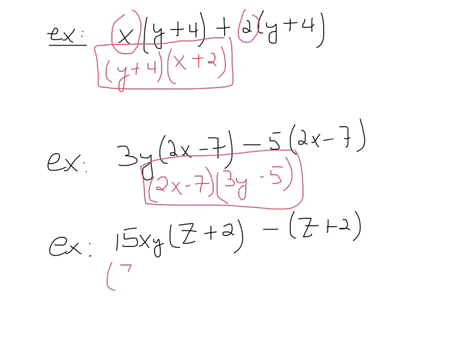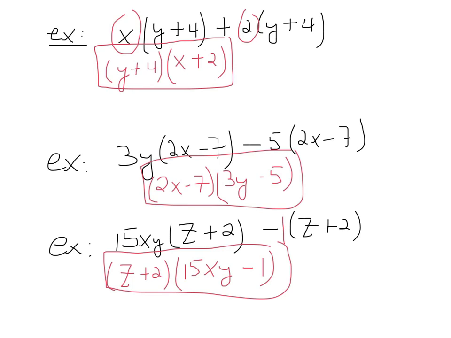And then finally, the binomial GCF is z plus 2. And then what's left over is 15xy in the first term, and then be careful here. There has to be a factor left over. We can't say there's nothing. So what's really there is a minus 1. And that's how we do GCFs, whether they're monomials or binomials.